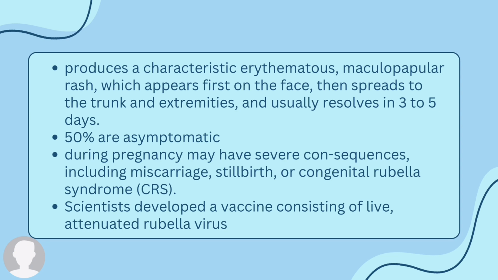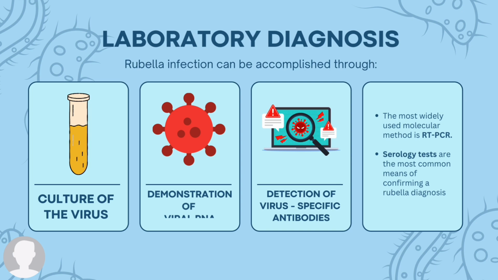Scientists developed a vaccine consisting of live attenuated rubella virus. So here are the laboratory diagnoses of rubella infection that can be accomplished through culture of the virus, demonstration of viral RNA, detection of virus-specific antibodies, and the most widely used molecular method, which is RT-PCR, and the serology test, which are the most common means of confirming the rubella diagnosis.